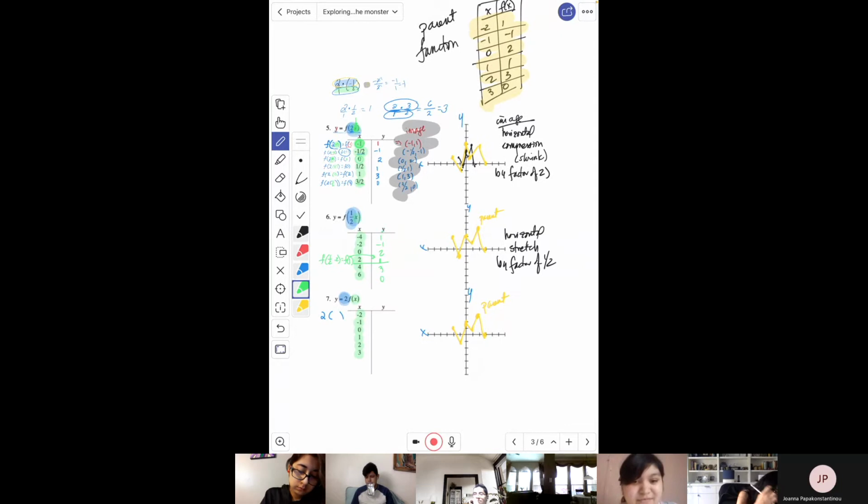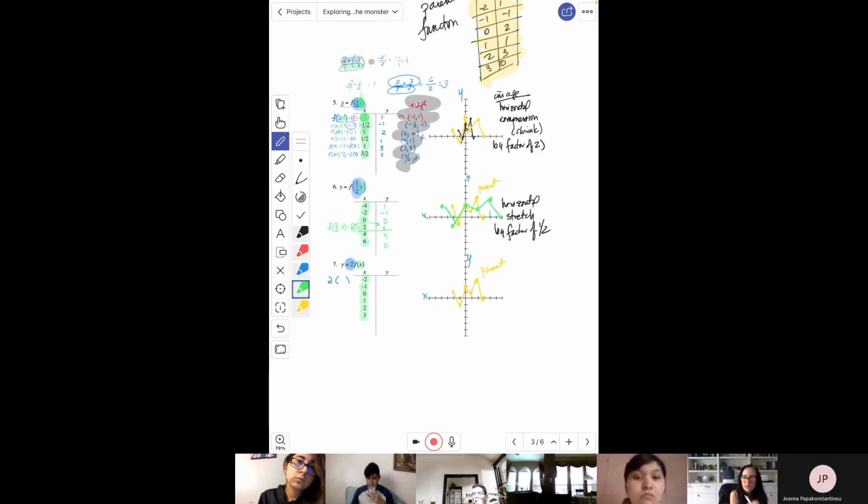Okay, so if I plot these points, we said this should be a horizontal stretch. So let's see if we see that. 1, 2, 3, 4, 1. -2, -1. 0, 2. 2, 1. 4, 3. 6, 0. Yeah. You see how that's been stretched out from the y-axis? Good. All right. Who would like to tell me number 7?